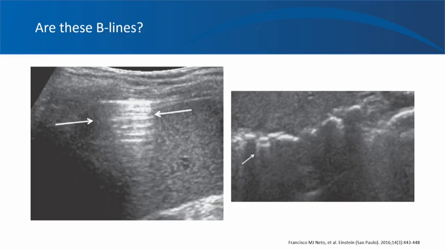So are these B lines? So look at the first picture. These are actually common artifacts seen in more than 80% of the population. These are called Z lines. And these bundle-shaped lines arise from the pleural line, but do not erase A lines and do not move in synchrony with the respiratory movements. And they do not go till the end of the screen. So these are not B lines.